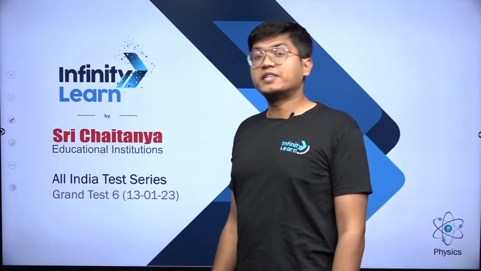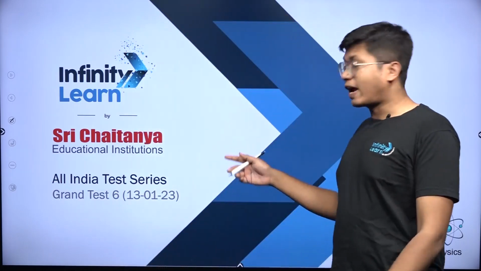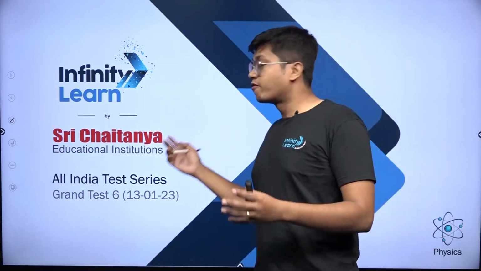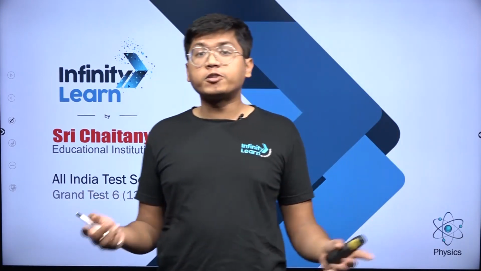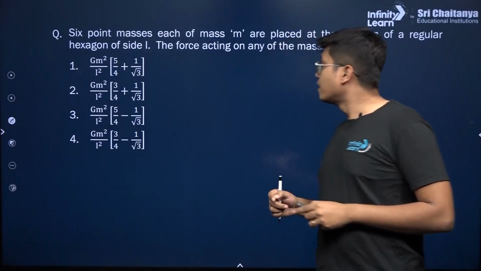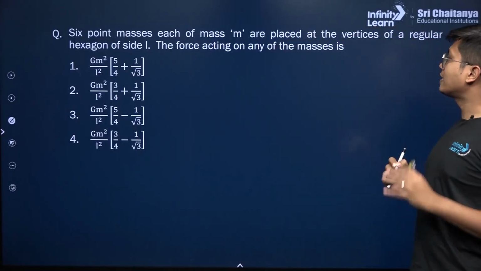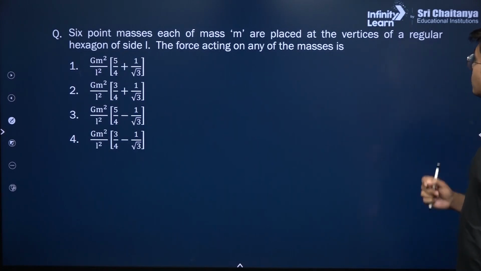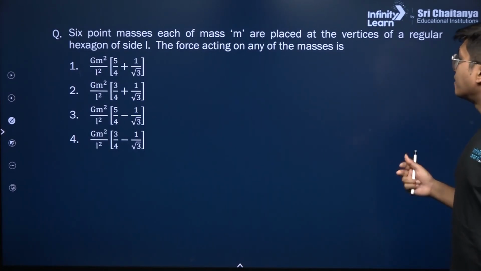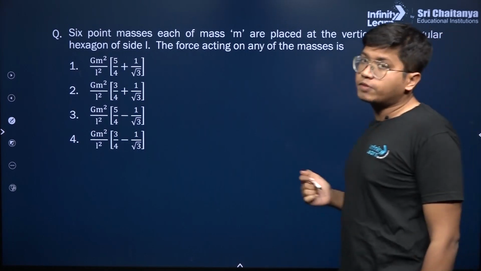Hi students, welcome to the physics paper solutions for your Grand Test 6 from your All India Test series. I'm Aniruddha, your physics faculty. So let's start with the questions for this test. The first one says 6 point masses, each of mass m, are placed at the vertices of a regular hexagon of side L. The force acting on any of the masses.